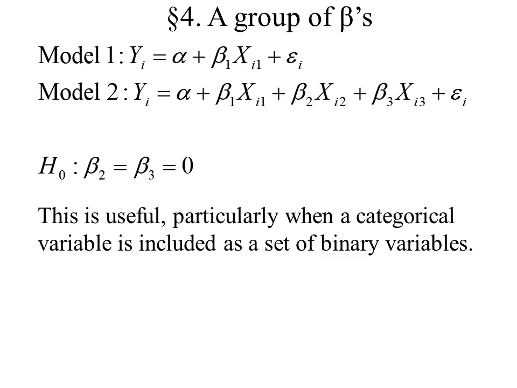Why do we want to set up this kind of null hypothesis? Actually, this approach is quite useful, particularly when a polytomous categorical variable is included in the regression model as a set of binary variables. Suppose y is some dependent variable, x1 is age, and x2 and x3 are binary variables for education categories. For example, x2 may be for those who have not graduated from high school, and x3 may be for those who have graduated from high school, but not college.